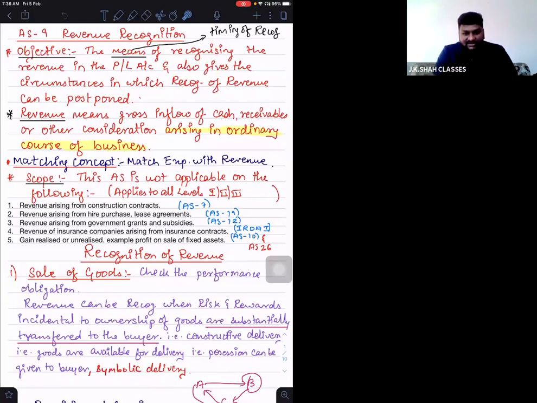But the next question arises, sir, when does the risk and reward get transferred? Yes, because everybody knows, sir, when the risk and reward transfer, you record the revenue. No problem, I'm agreeing with it. But my question is, when does the risk and reward get transferred? For that, you have to check the performance obligation of the seller.